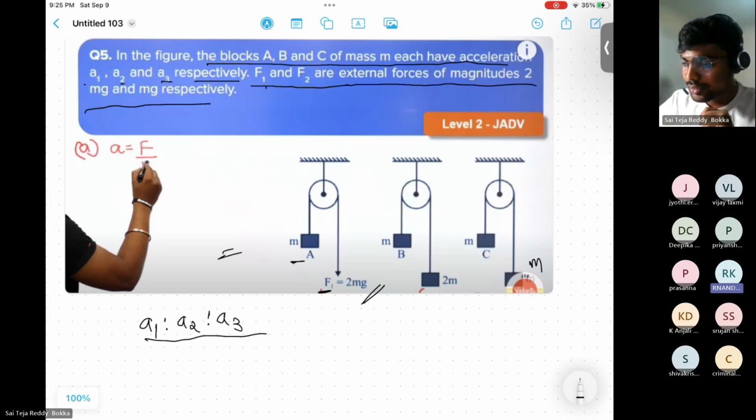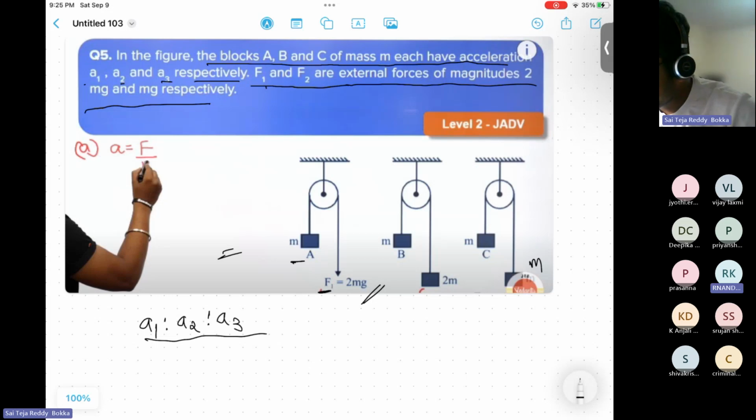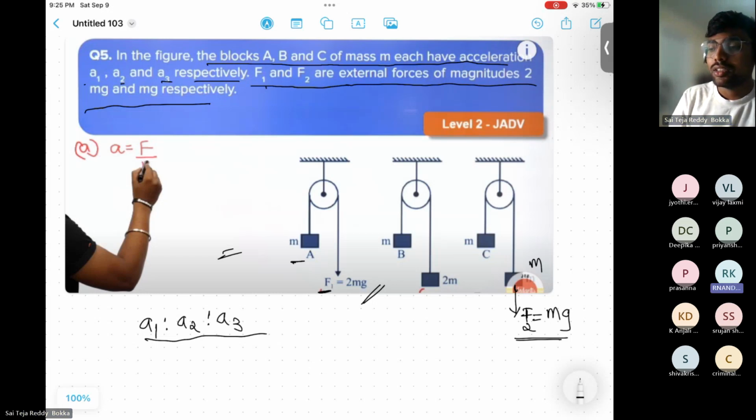Sir, it came. Yeah, so 1:3. I'm adding one more thing here. Just write this: F2 is equal to M into G. Now do it. So here we are applying an external force, that is F2 is equal to M into G. Sir, 1:3:3. 1 is to 3 is to 3. Again wrong.